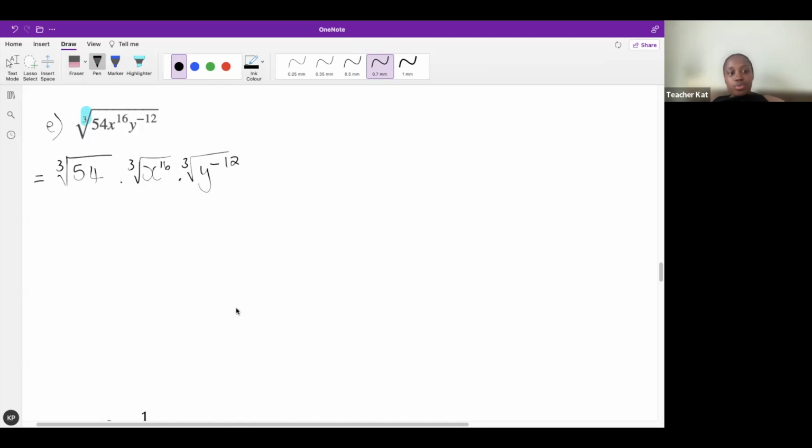Is there a cube root of 54? Cube root of 54?